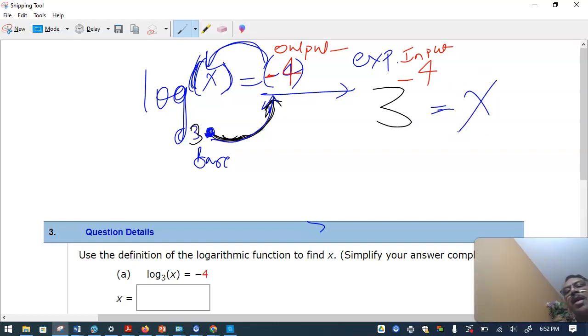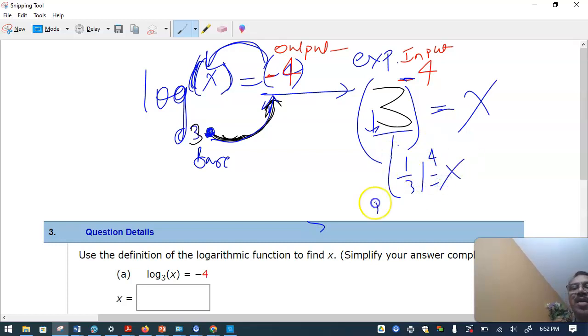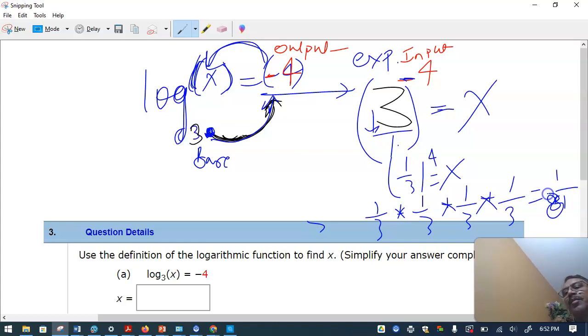Now you're back to your basic algebra, and because of this minus, it means this is 3 over 1, so it is 1 over 3 raised to 4. That means it is 1 third, 1 third, 1 third, 1 third. You multiply 4 times. You get 1 over 81. You're done. See? That means the answer x is 1 over 81.